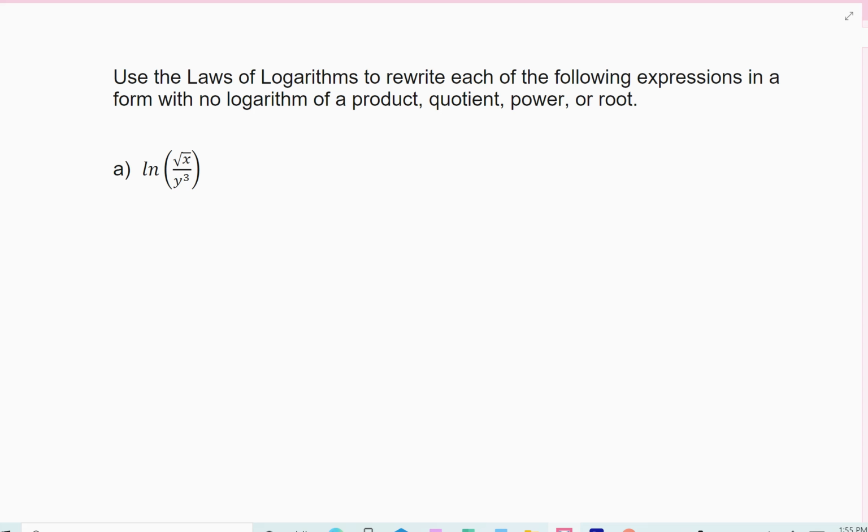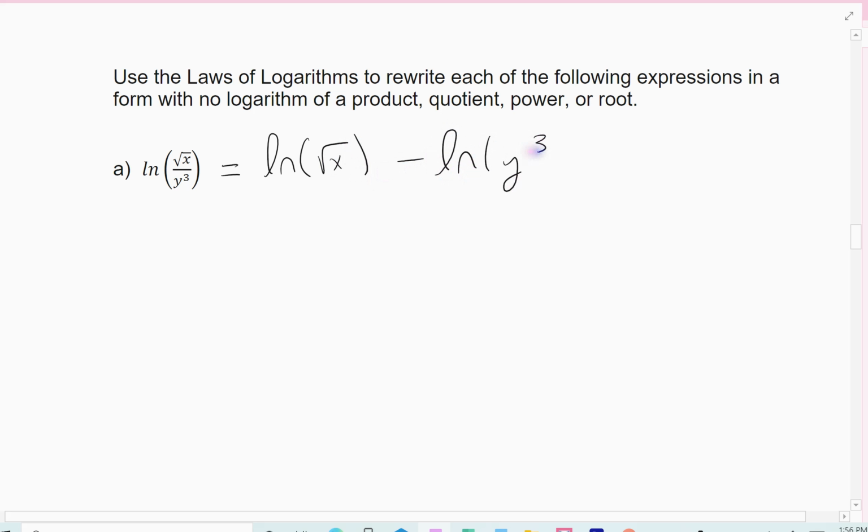So the first thing is, again, you have to follow order of operations. The first thing I want to do is get rid of the division. I get rid of the division using the division rule for logarithms. I split the division inside the log by subtracting. So it's going to be the natural log of the square root of x minus the natural log of y cubed. That's equivalent, right? I can split the fraction into the subtraction.